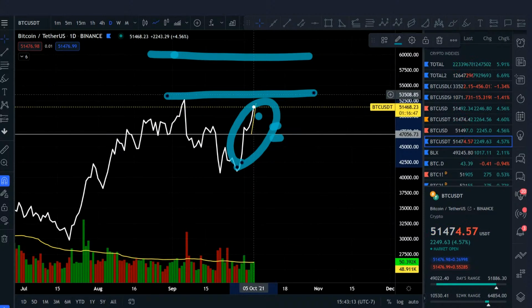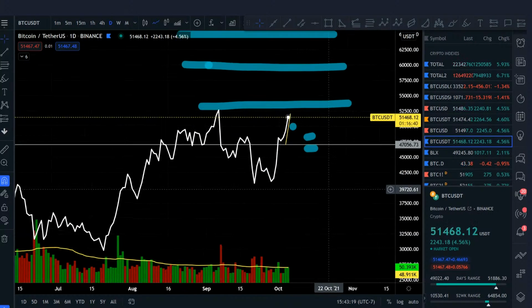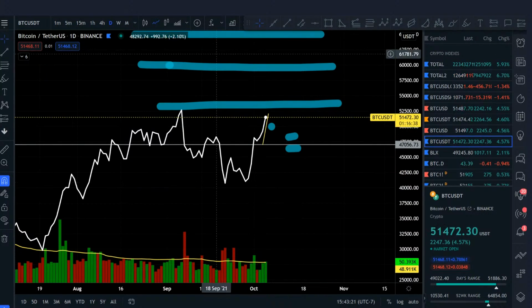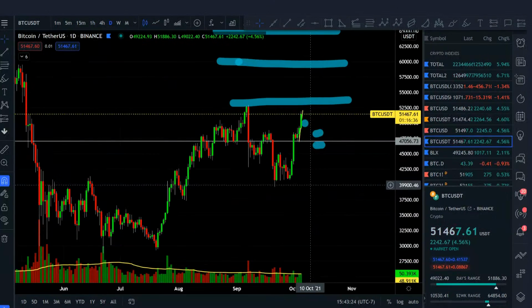So that's what I'm saying. We're going to go up with Bitcoin and sometime pull back, test it, hold it, and then go up again. That's what experienced traders know needs to happen for Bitcoin to continue a beautiful bull rally.